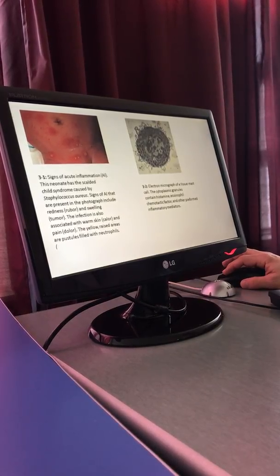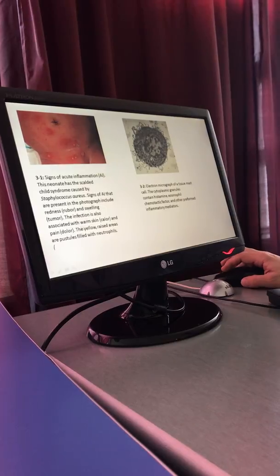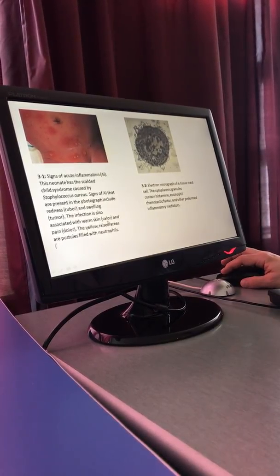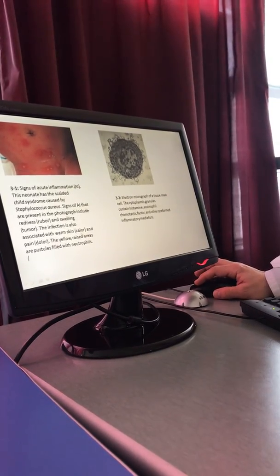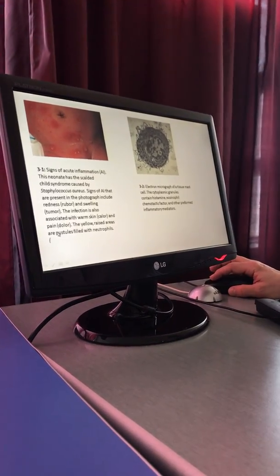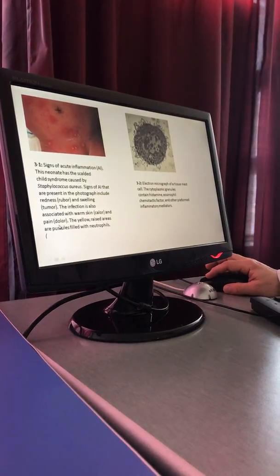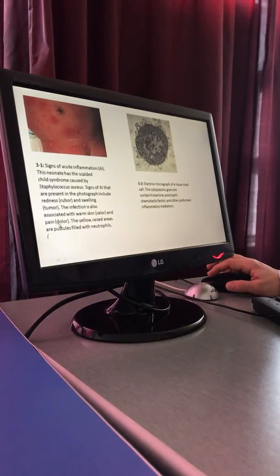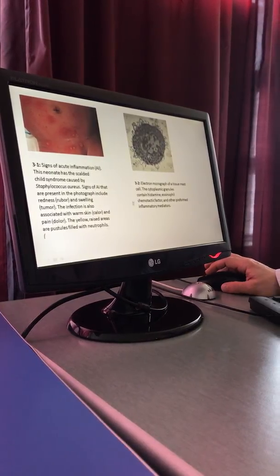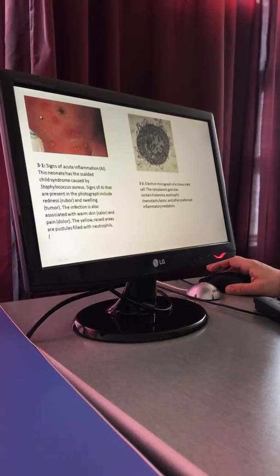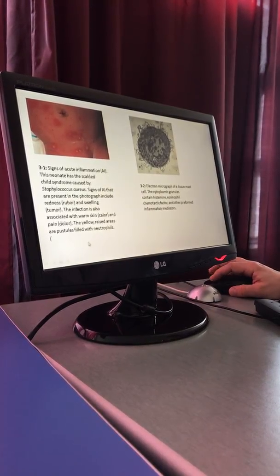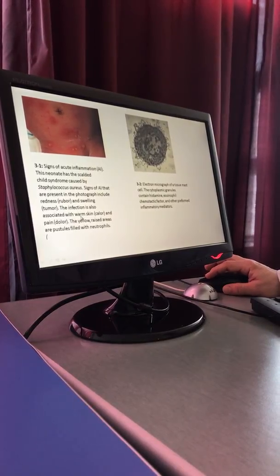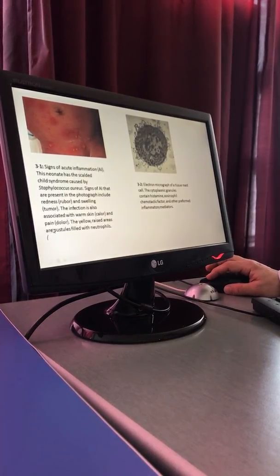These are Italian words. Warm skin: when you touch the inflamed area, it is warm. Its other name is calor, and it is painful, or dolor. Again, an Italian word, pain or dolor. So, these are signs of acute inflammation: redness or rubor, swelling or tumor, warmth or calor, and pain or dolor.